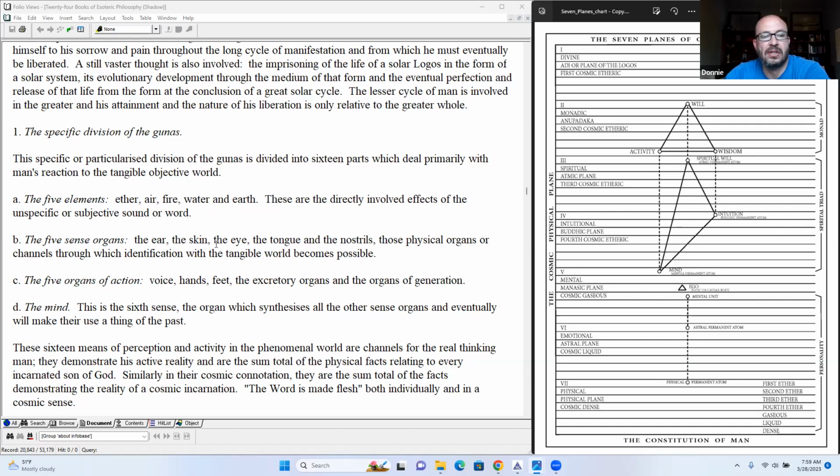Then we have the 5 sense organs: the ear, the skin, the eye, the tongue, and the nostrils, those physical organs or channels through which identification with the tangible world becomes possible. And I'm thinking as I read this, I'm thinking of the nervous system, and how the nervous system works, essentially, right? And how it has become much more advanced as we progress. So then we have C, the 5 organs of action: voice, hands, feet, the excretory organs, and the organs of generation. So we have the 5 sense organs, and then we have the 5 organs of action.